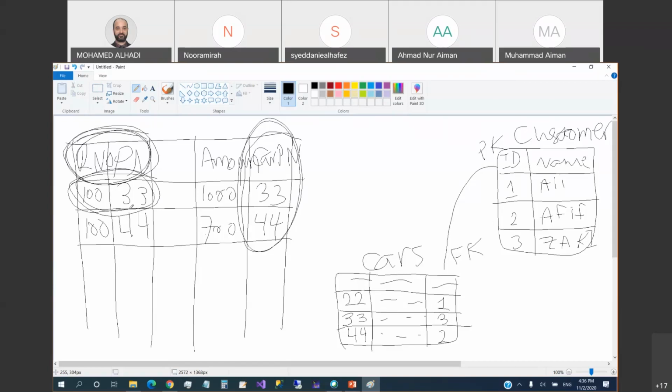Doctor? Yes. For the accident table, where is the involved car number plate? The involved car number plate is here. This one should be removed. Oh, okay. Yeah.